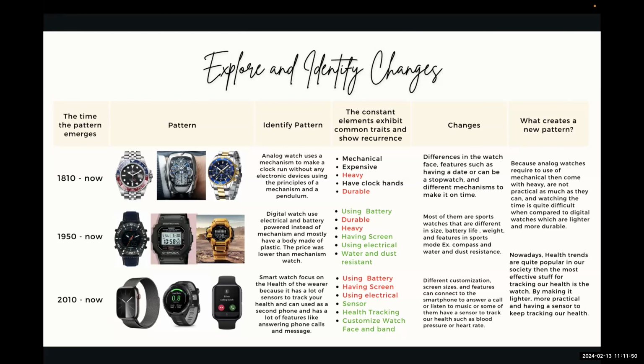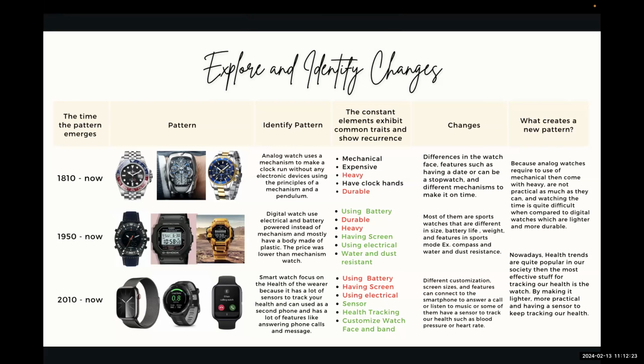The digital watch uses electronics and a battery to power it instead of a mechanism, and its body is mostly made out of plastic, or some of them are made out of aluminum. The constant elements are that they use a battery, have a screen, use electrical parts, and are water and dust resistant. Most of them are sport watches that differ in size, battery life, weight, and features in sport mode.